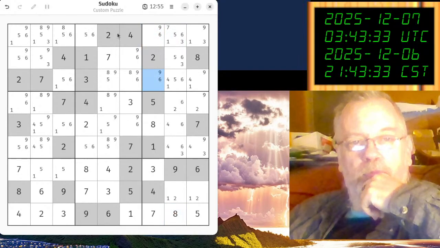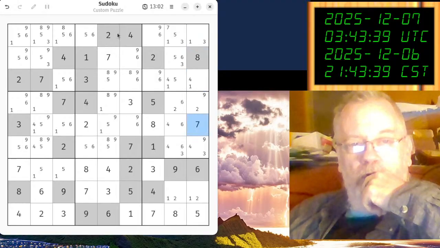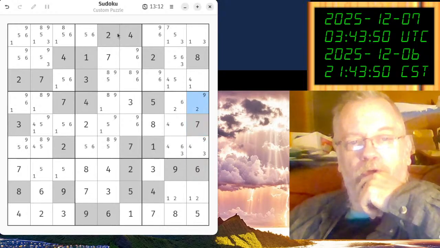Up here we get a pair of 9 6s, so none of these can be 6s or 9s. One of these 2 will be a 9, so none of these. None of these were already marked as a 9. We get this pair of 3s here. Nope, doesn't give me a lot to work with. 1, 4, 1, 3, 1, 2, 4, 3, 9, 2, 9.